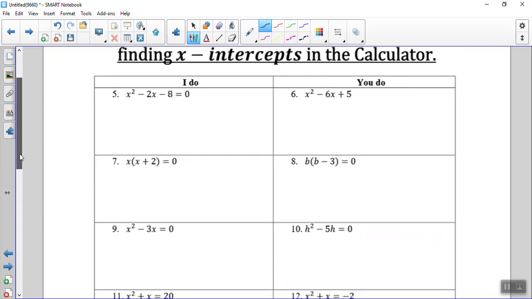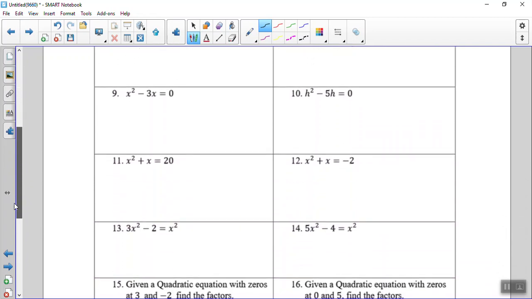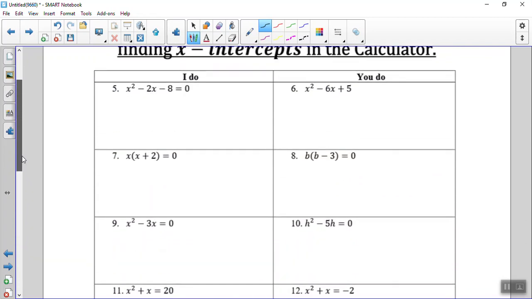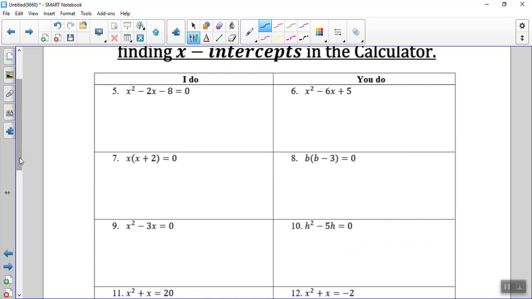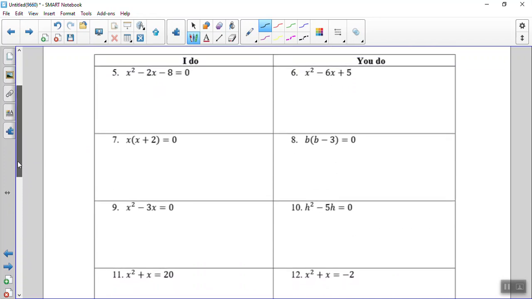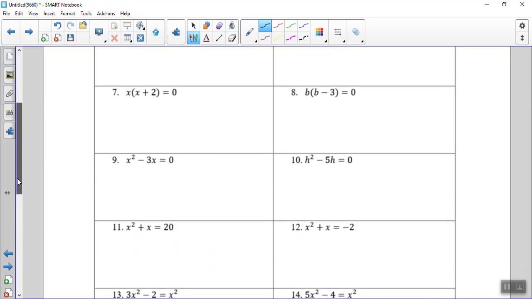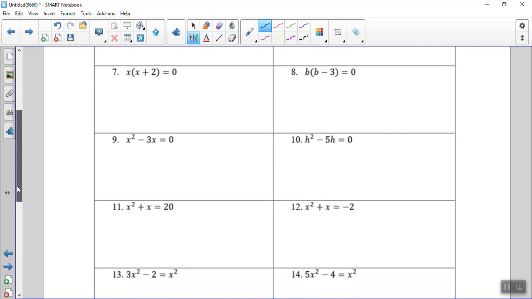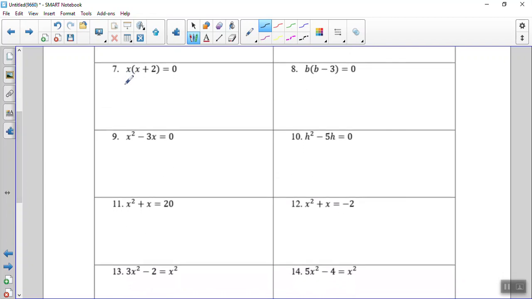Alright, so here are some more different examples of how to solve equations. Here you're going to have to factor it out and then set each equal to 0, and that's just the same as the previous example. So let me move on to number 7.